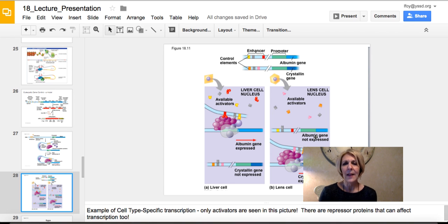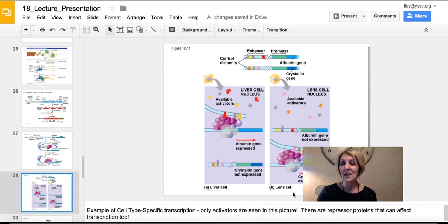So how did that happen? Well, we know that it happens by different activator molecules that are in those cells, that are released in those cells. And so they could be a result of some type of signal transduction pathway, but we have these activators that are going to bind to these enhancer regions, and that's going to help the transcription and then later the translation of the gene for albumin. The crystallin gene is not expressed because these activators do not work on that particular gene.